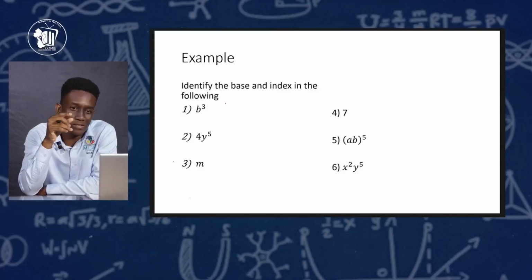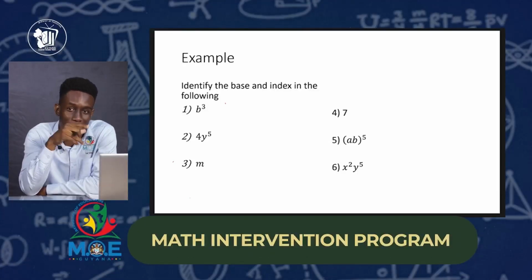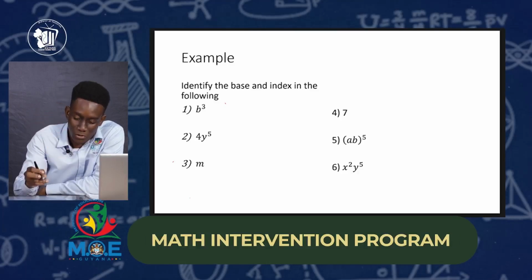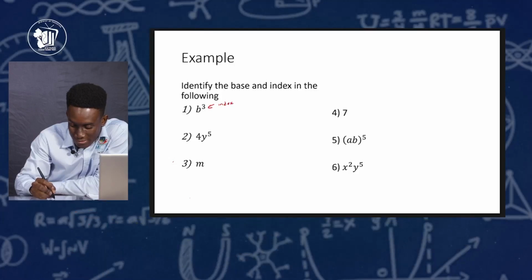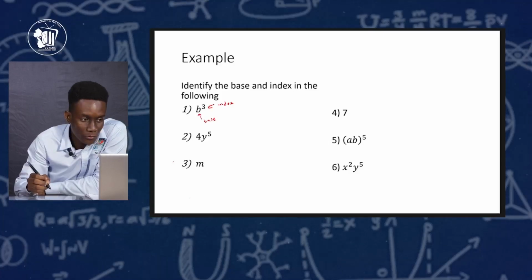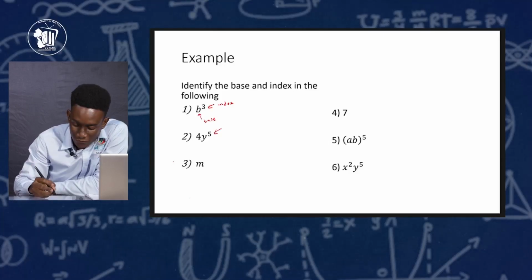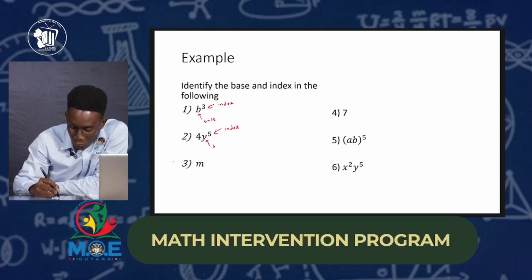Now let's look at some brief examples in identifying the base and index. We'll spend some time on this because this is important. As long as you can identify the base and index, that will help you to use the laws of indices. The first one is b raised to the third power. So the 3 will be the index and the b will be the base. And the second one, 4y raised to the 5th power. So the 5 will be the index and the y will be the base.